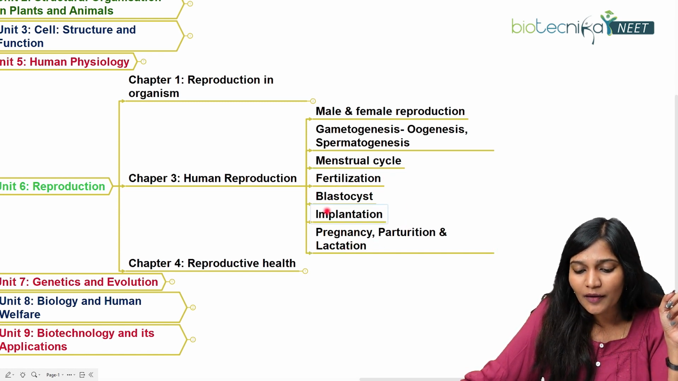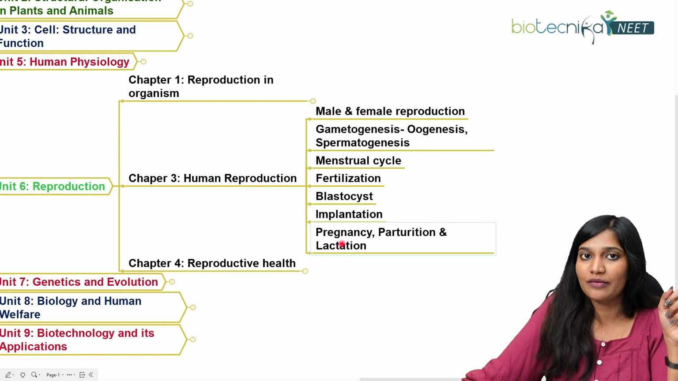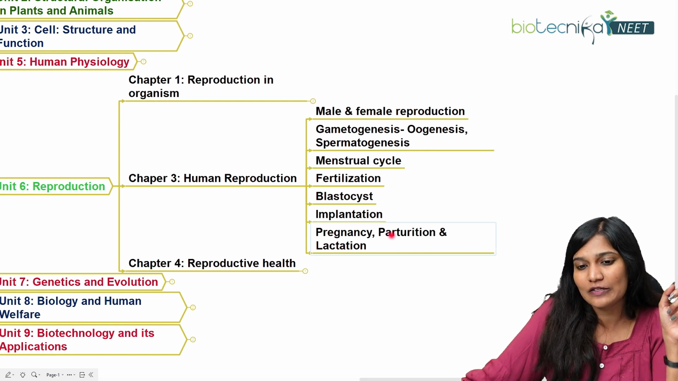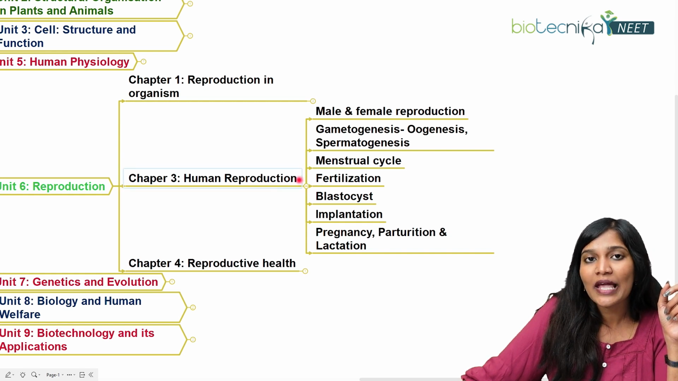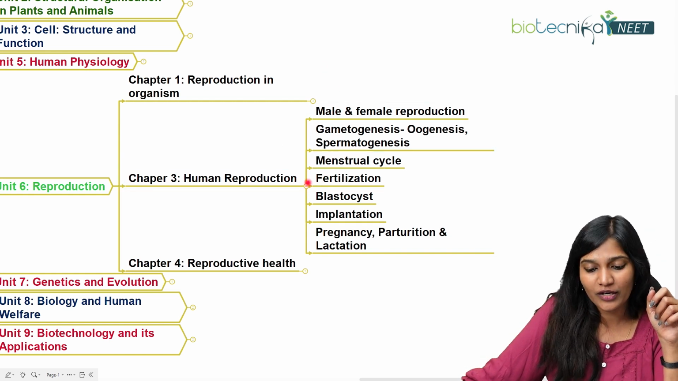So in this part, you can actually correlate with chemical coordination, where we will be studying about the hormones, prolactin. And you have to remember all these things together. So you can study human reproduction along with chemical control and coordination also.